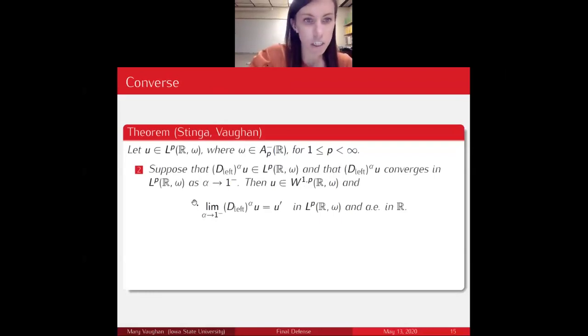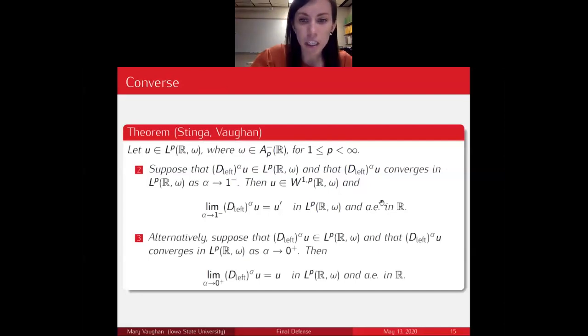The converse of this theorem is we again assume that u is in weighted LP, and this time we assume additionally that the left fractional derivative is in weighted LP and that it converges in the weighted LP norm as alpha goes to 1. And then we are able to show that u has a derivative in weighted LP and that it converges to exactly what we want it to. It converges to the derivative, where again that limit's in weighted LP and almost everywhere.